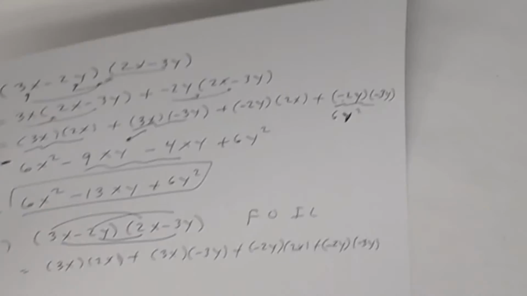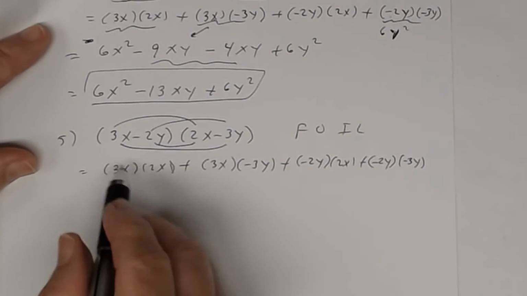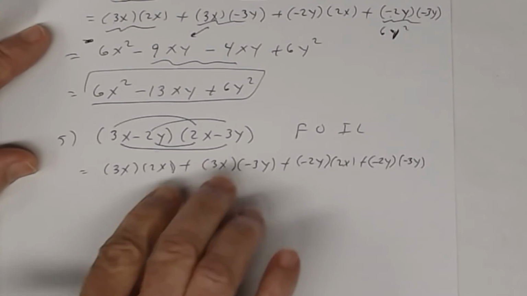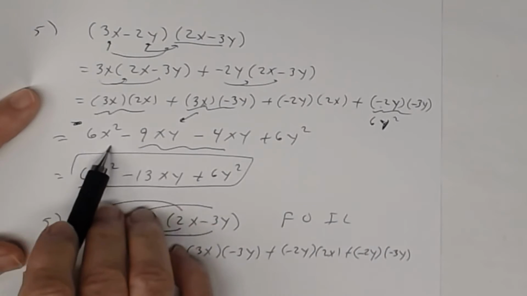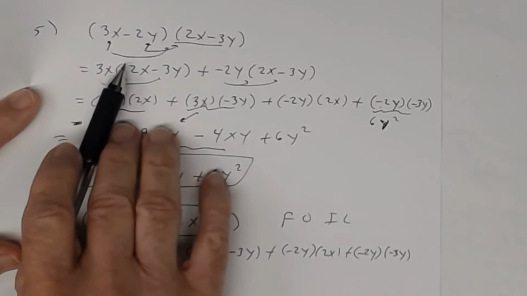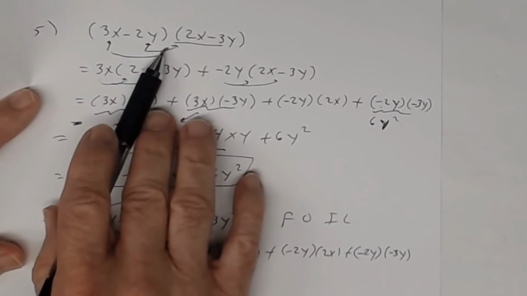And then you just simplify each product just like you did here. So notice all of this is the same as these right here, right? The only difference is this step here when you're distributing.